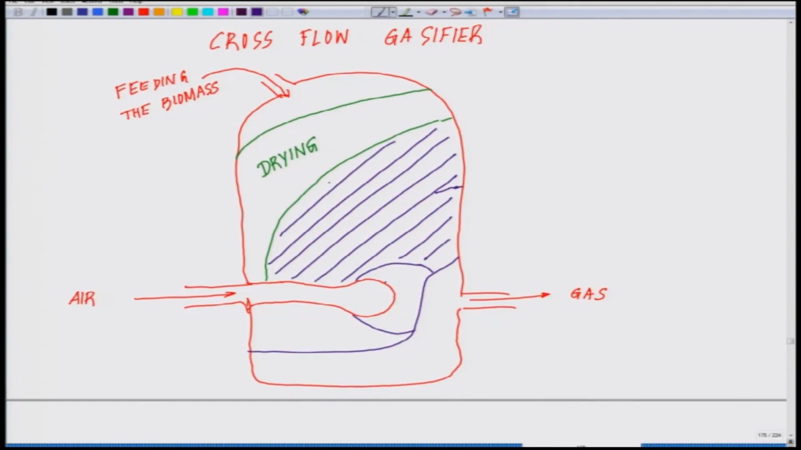this is called the distillation zone. The region which is out here, just where I am putting yellow coloring, follow my yellow coloring shade, horizontal, vertical lines what I am drawing. This is the reduction zone.